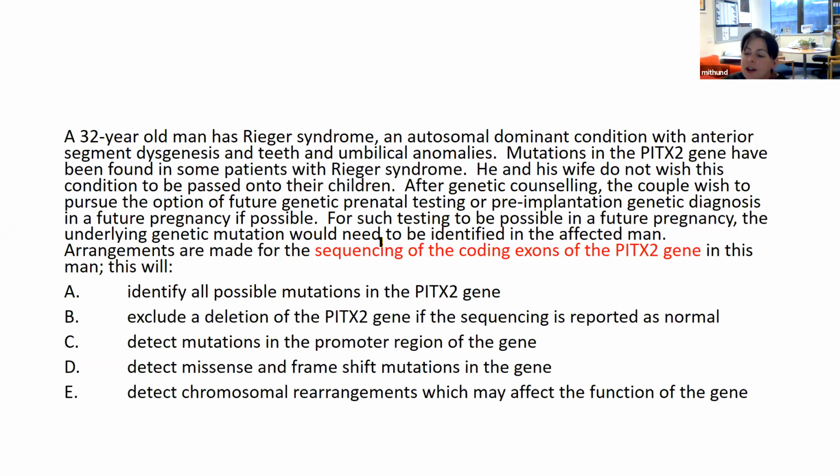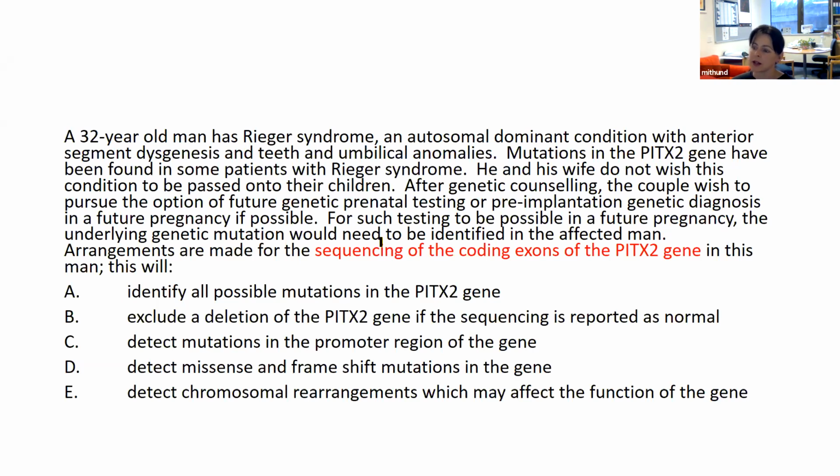So the correct answer I would put for this one is D. It's not going to identify all possible mutations in the gene because it's a sequencing technique, but it's going to look for missense and frameshift mutations. Sometimes it can't detect large deletions, or mutations that aren't in the exon. This is looking at the coding exons, so there might still be stuff in the promoter region or in the intron-exon boundaries. So if they're looking at the coding exons, it can look at missense and frameshift mutations in the coding part of the gene.